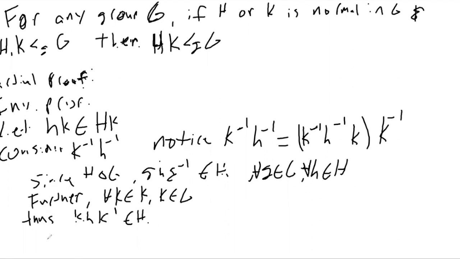So also, k inverse exists in K because K is a group. The reason K is a group is because it's a subgroup of G, and to be a subgroup, you already have to be a group yourself. I guess it's time for a new page.